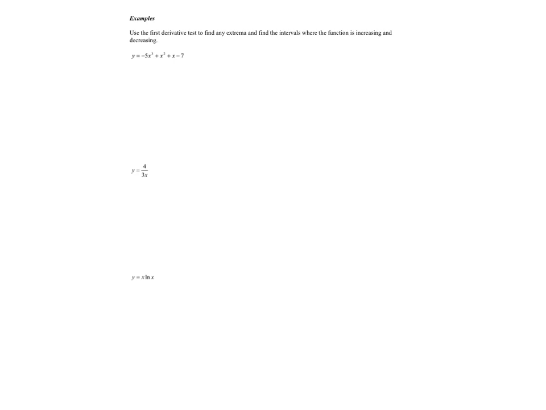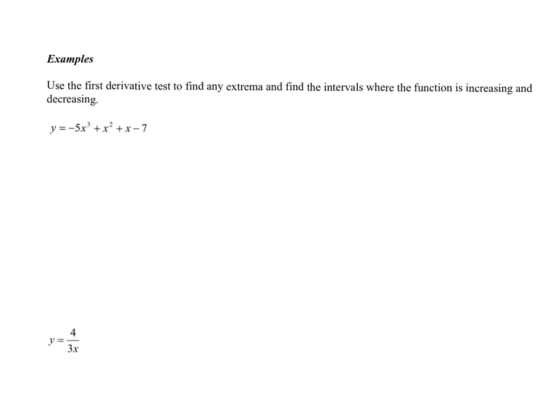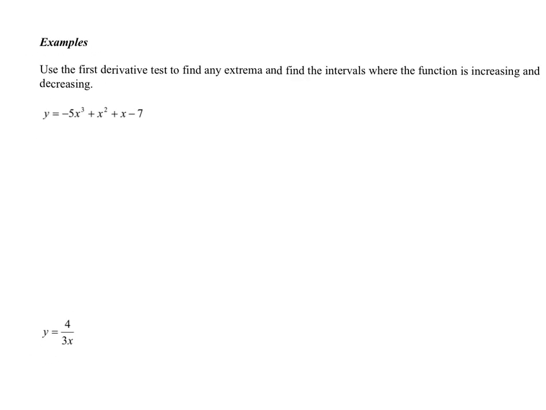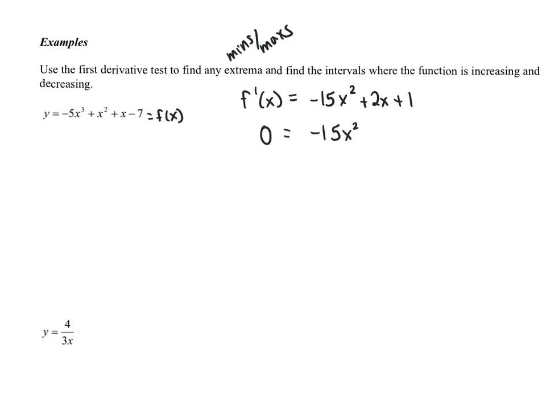So we'll look at a couple examples of different functions that do this. This says use the first derivative test to find any extrema. And extrema is just a fancy word for mins and maxes. And find the intervals where it's increasing and decreasing. So if this is my function, f of x, I know it says y, but I'm just going to change it to f of x. Then f prime is going to be negative 15x squared plus 2x plus 1, and the negative 7 goes away. So the first thing I'll do is find when this is 0: when negative 15x squared plus 2x plus 1 equals 0.